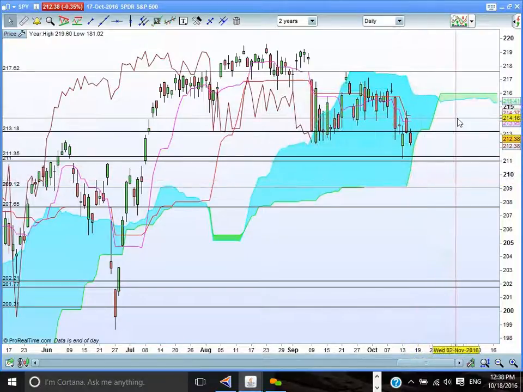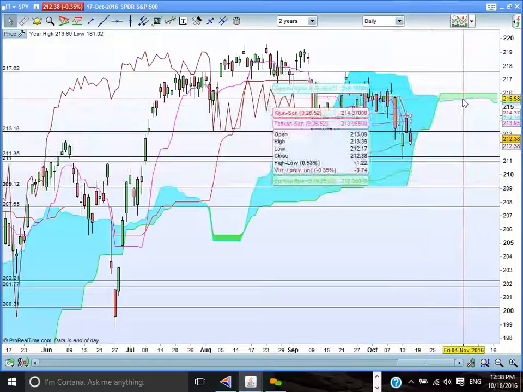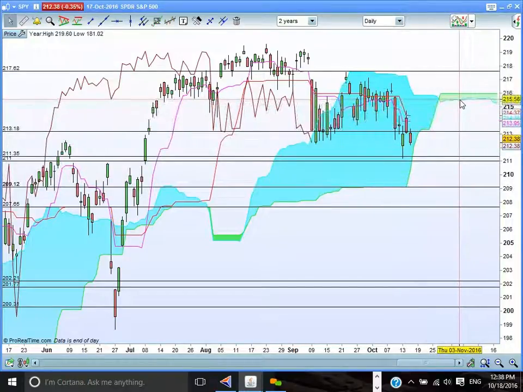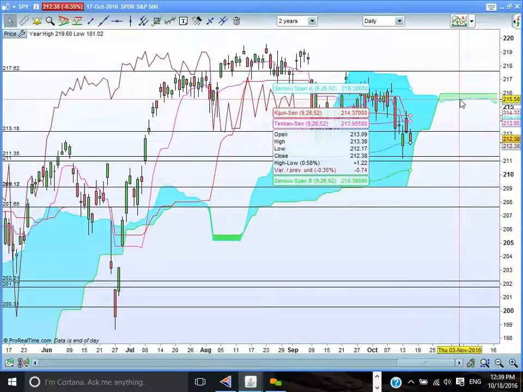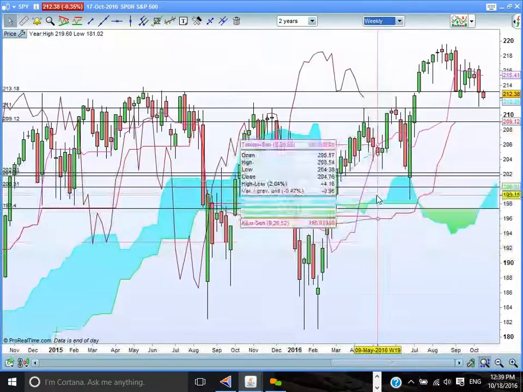And then the rally is from the bottom end of the cloud back up to the top end of the cloud, which is cloud span A and B, and that's the key resistance area. So yes, the SPYDR of the S&P is interesting on a daily cloud chart because it's close to key support levels. So watch those levels over the coming week.